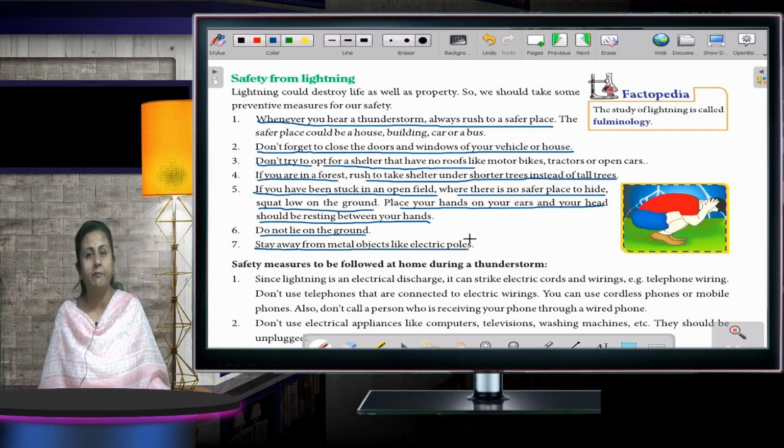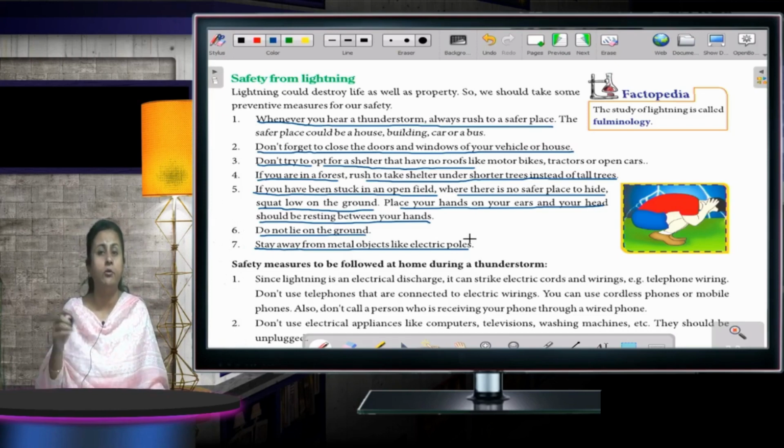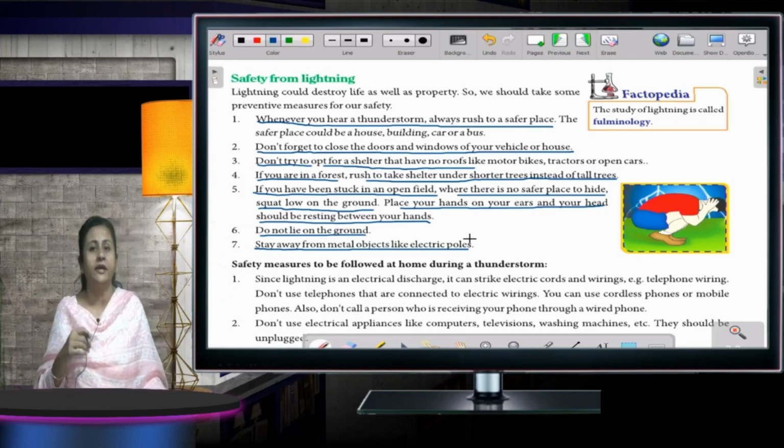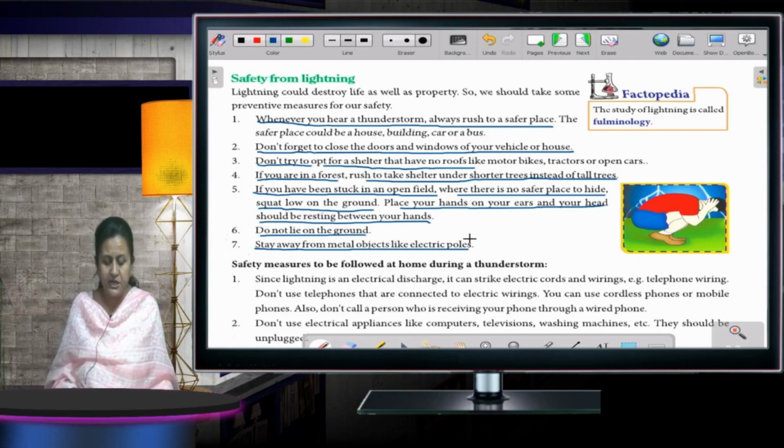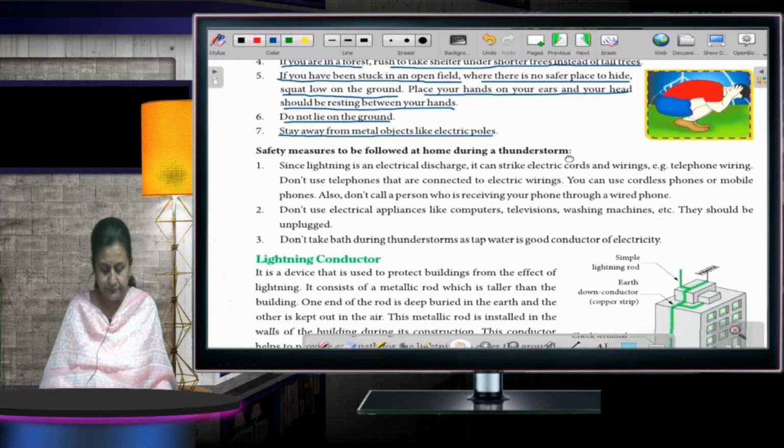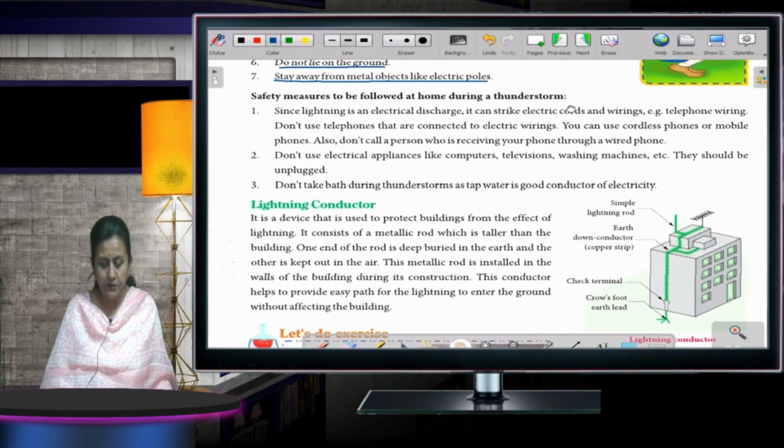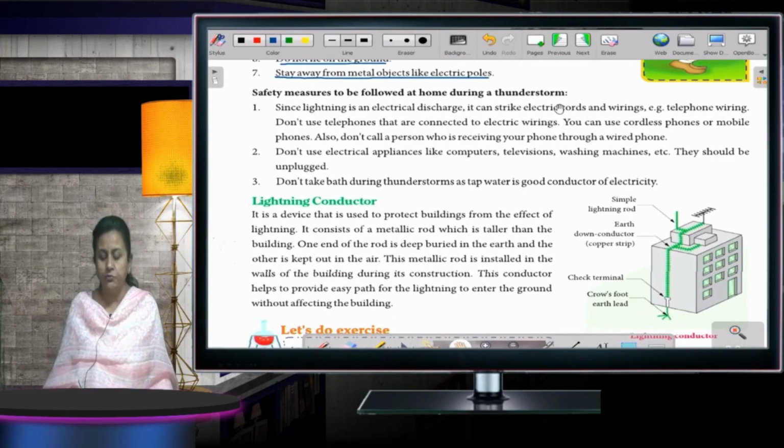Okay, what is happening? Because lightning is there, the charges are flowing. In case you are standing near the electric poles, maybe the electric current passes through the electric pole and you get a shock. Fine. Now, safety measures to be followed during a thunderstorm. Okay. Safety measures to be followed at home during a thunderstorm.